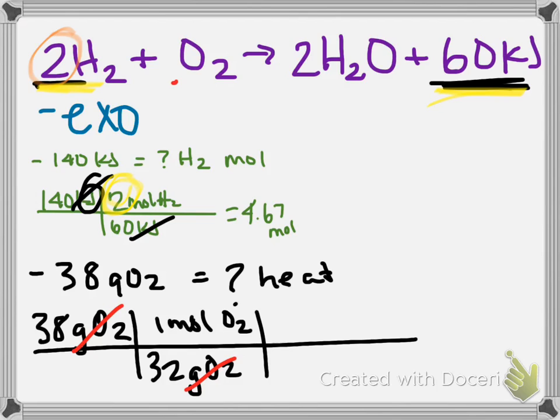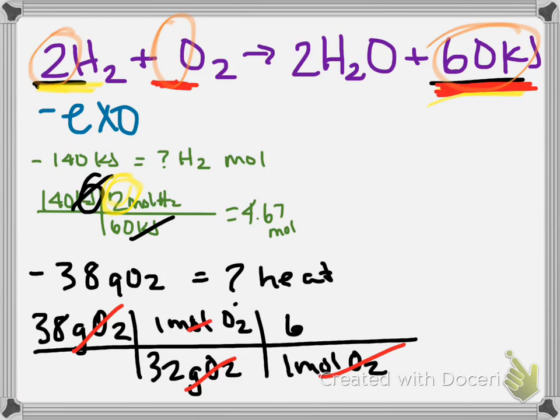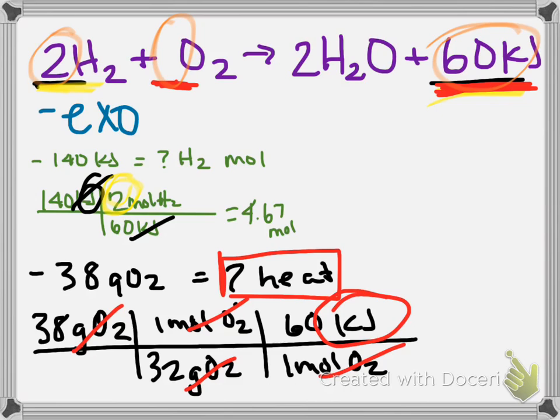Now that I'm in moles, I can use my ratio up here, that for every 1 mole of oxygen, there are 60 kilojoules. 1 mole of oxygen is going to go on the bottom so that moles of oxygen can cancel. 60 kilojoules will go on the top. So now my only unit I'm left with is kilojoules, which is good because I'm trying to solve for heat. When I solve that problem, I get 71.25 kilojoules.